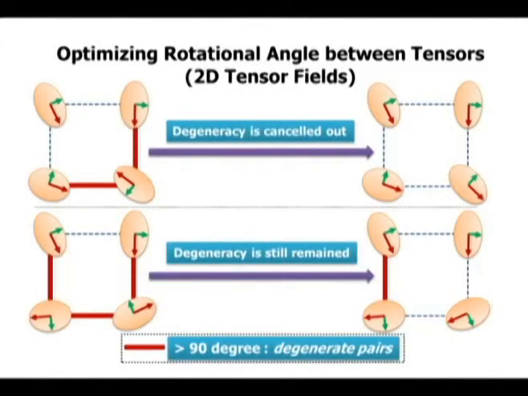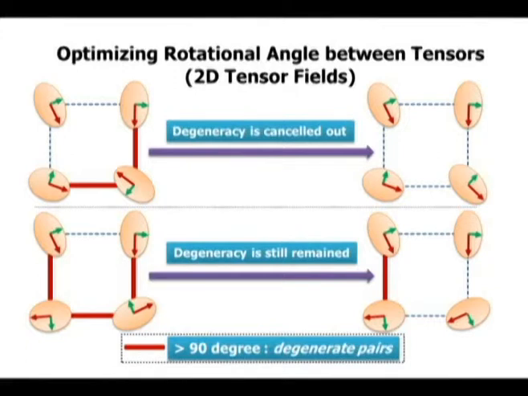However, in 2D tensor fields, we have two different cases according to whether the degeneracy in a unit square can be cancelled out or not, as shown here. In the first case on the top, we can find two degenerate pairs colored in red, where the corresponding two end tensors have a rotational angle more than 90 degrees. Nonetheless, in this case, two pairs can be cancelled out by reorientating the eigenvectors at one tensor sample.